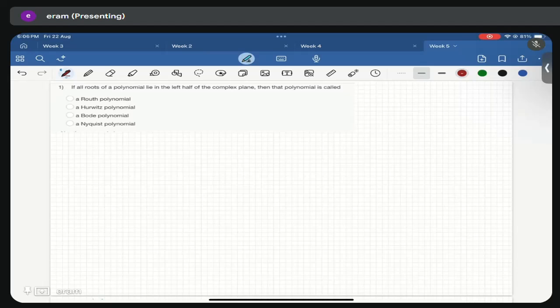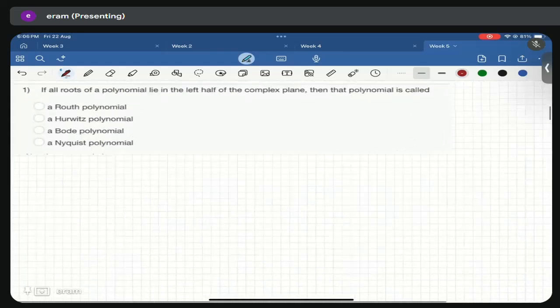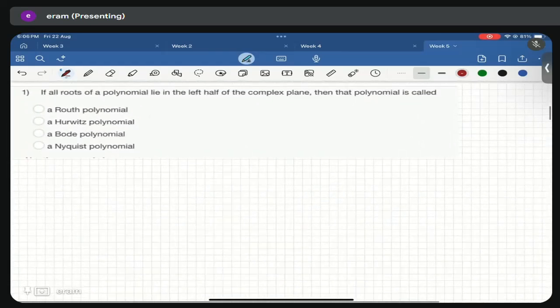Ma'am, can you please enlarge it? Zoom. Now is it visible? Yeah, visible.